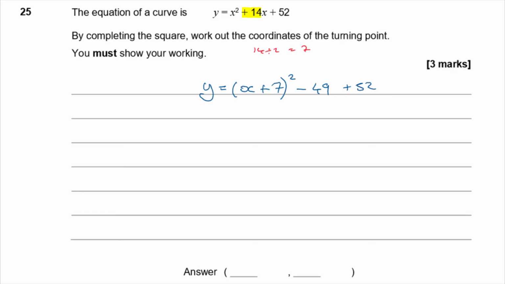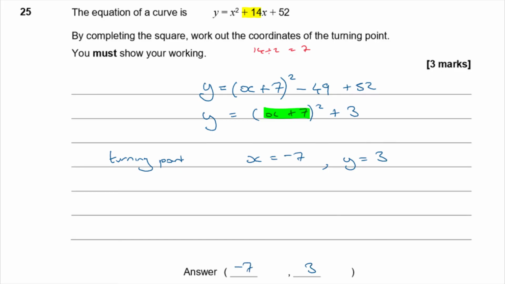Okay, so then just tidying that up, y is equal to x plus 7 all squared minus 49 plus 52 is plus 3. Okay, so when is this equation at its least? It's at its least when this bracket here is 0. So then we've got 0 squared, and that occurs when x equals negative 7. So turning point, it's going to be when x is minus 7. Now if x was minus 7, that bracket would disappear and it would just leave you with 3. So y is equal to 3. Okay, so then the coordinates then are negative 7, 3.